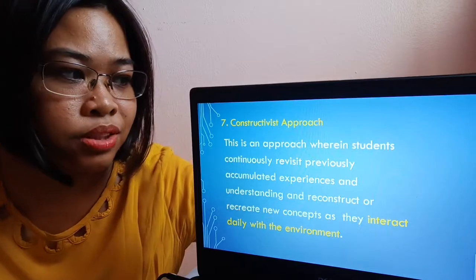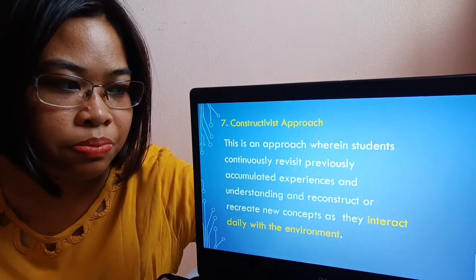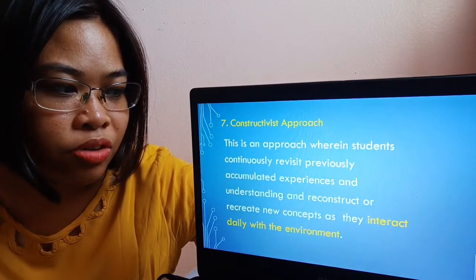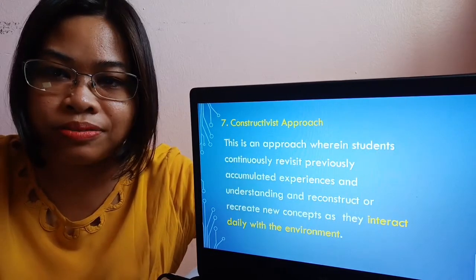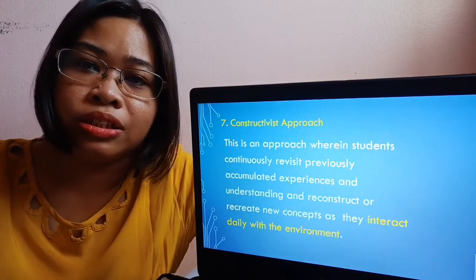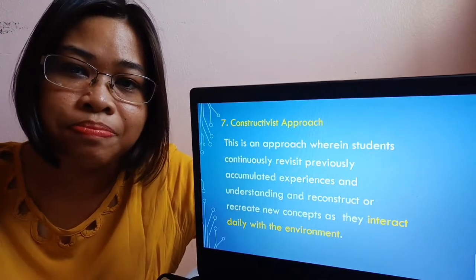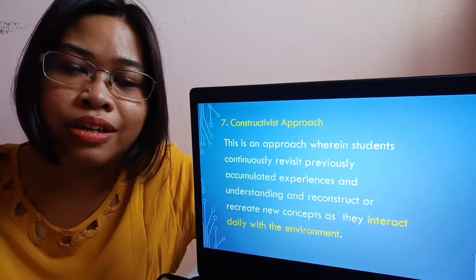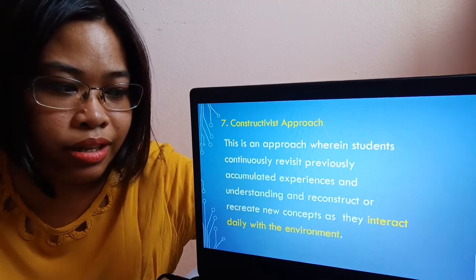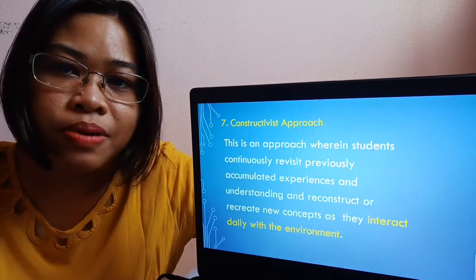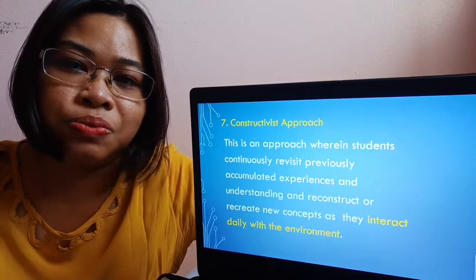Next is the constructivist approach. This is an approach wherein students continuously revisit previously accumulated experiences and understanding and reconstruct or recreate new concepts as they interact daily with the environment. Activities encouraged in this approach are experimentation, field trips, research projects, classroom discussions, and a lot more that involve the students in daily interactions with the environment.